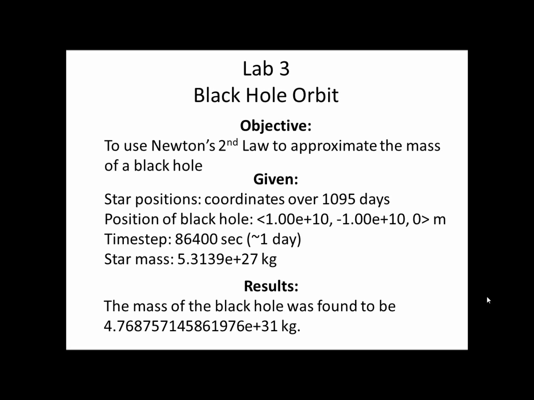The objective of this lab was to use the momentum principle to find the mass of a black hole. To do this, I was given 4 pieces of information. First, the position of the star in meters for 1,095 days during its orbit around a black hole. Second, the position of the black hole in meters. Third, the time step, or delta t, which was 86,400 seconds, which is approximately 1 day. And lastly, the mass of the star.